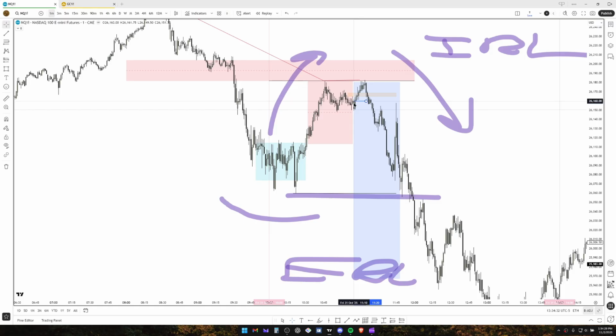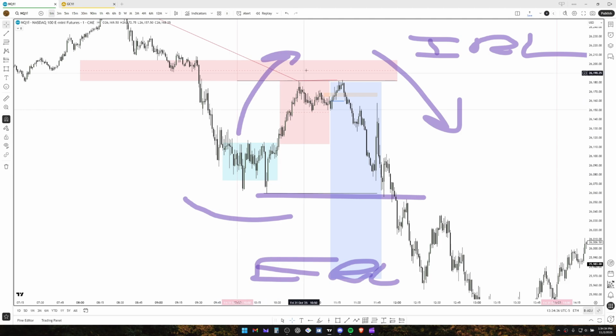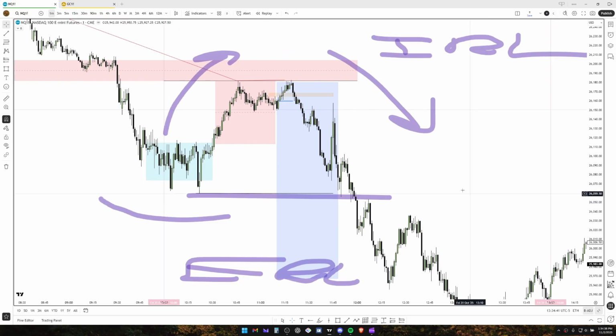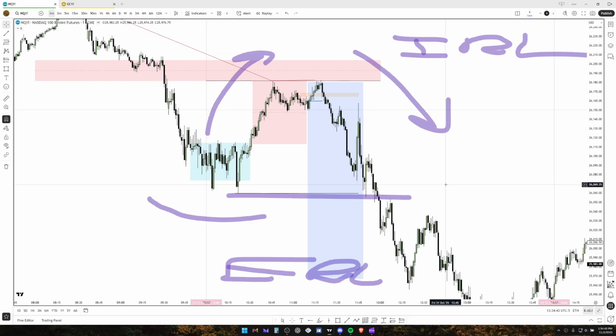Continuing. Change of state, right? Now we have bullish order flow, and now we're shifting from bullish order flow to bearish order flow. And that's the full market maker cycle, like a technical pattern.